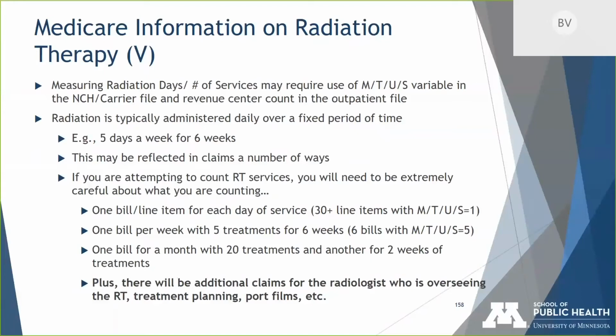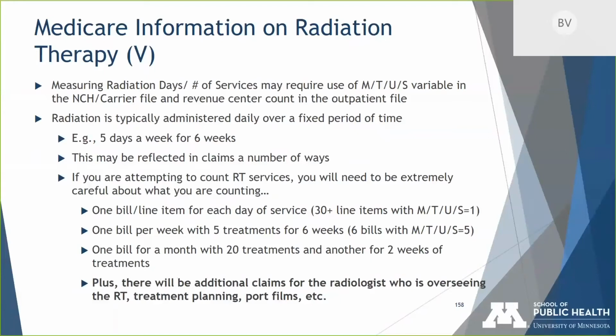You may also see an individual who has one bill per week. So potentially the physician would be billing once a week, and you see 5 treatments for 6 weeks. So you only see 6 bills for this individual. But each of them has an MTUS value of 5. 5 times 6 is 30. You still have 30 services.